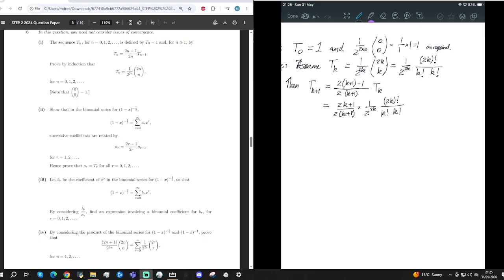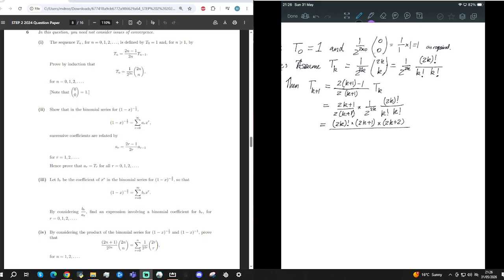Okay, well, knowing what I'm aiming for, I really want to increment this thing by 2 stages. I want to put in a 2k plus 1 and a 2k plus 2. So let's try and make that happen. So my numerator, I've got 2k factorial. I already have a 2k plus 1, but I want a 2k plus 2. So I'm going to put that in the numerator straight away.